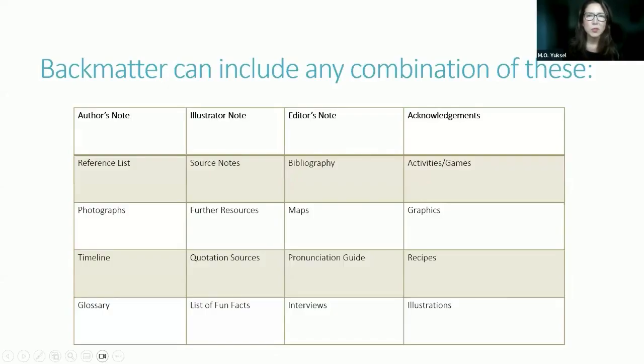Backmatter can include any combination of these. Usually we'll see an author's note, sometimes there's an illustrator note, possibly editor's note. There's usually acknowledgements, reference lists, source notes, bibliography, possibly activities or games, sometimes photographs, further resources, maps, graphics, timeline, quotation sources, pronunciation guide, sometimes recipes, usually a glossary, sometimes a list of fun facts and interviews and more illustrations and much more that's not on here.